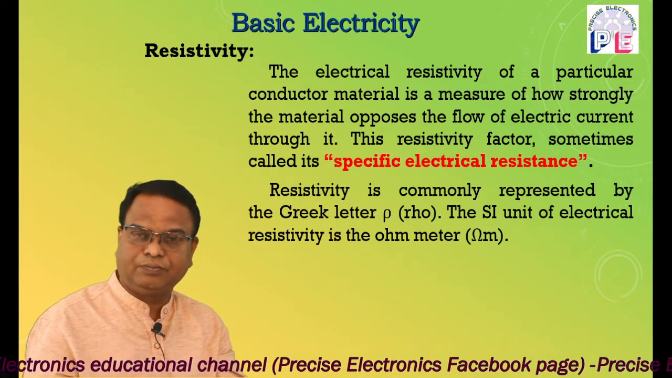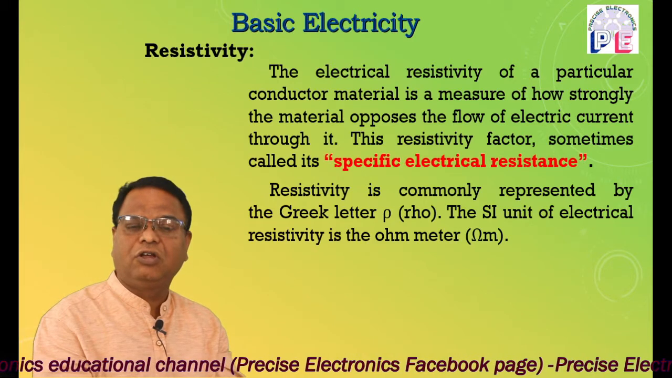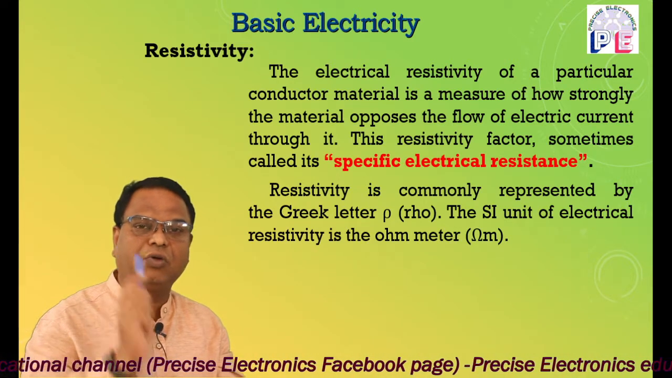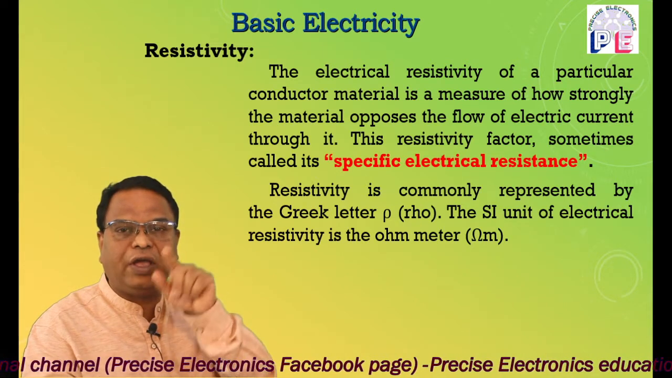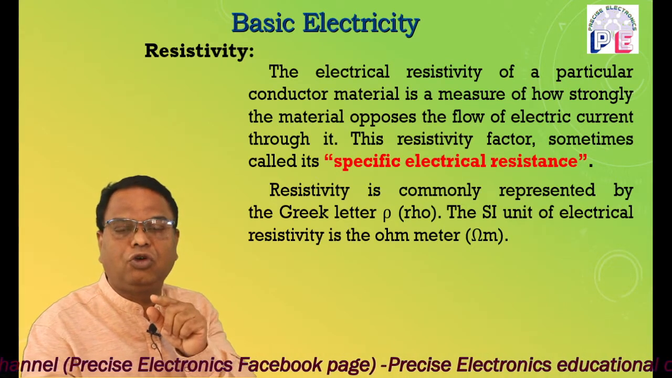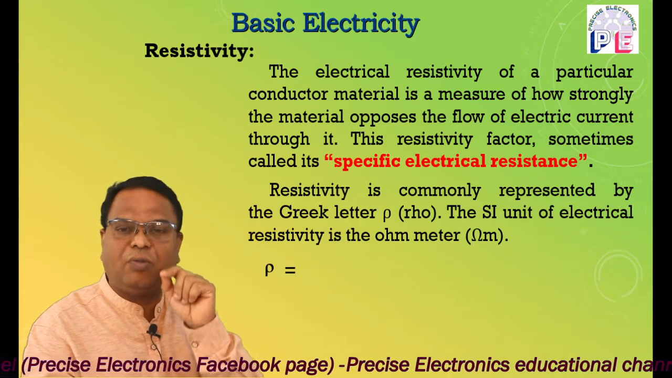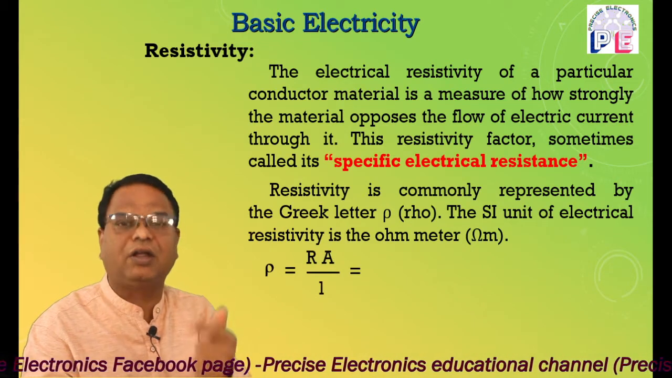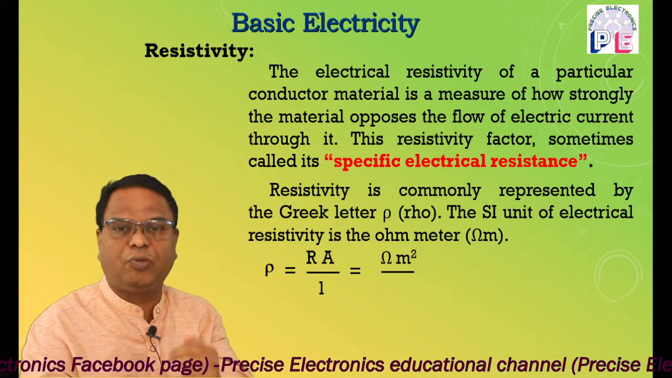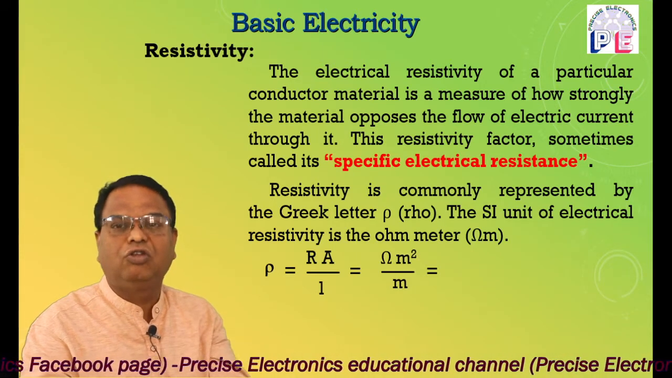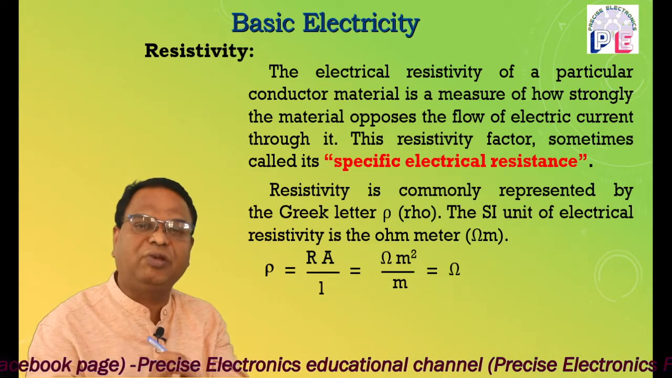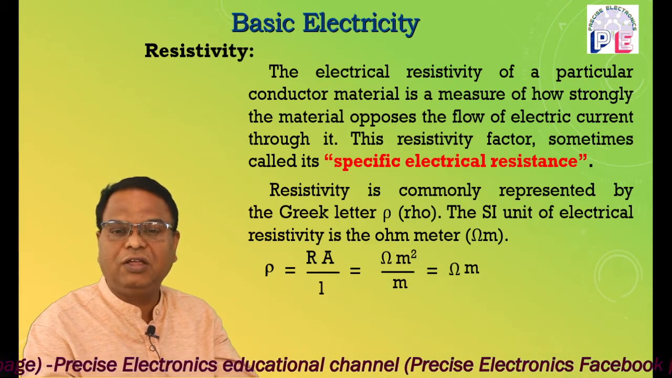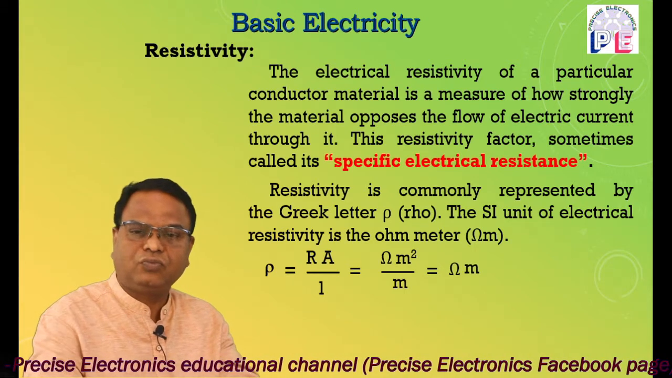And the unit of this resistivity is ohm meter. What is ohm meter? R is equal to rho L upon A, so rho is equal to R A upon L. The unit of R is ohm, A is meter square, upon L in meters. So meter square upon meter gives meter. So resistivity or specific resistance is measured in ohm meter. The SI unit of resistivity is ohm meter.